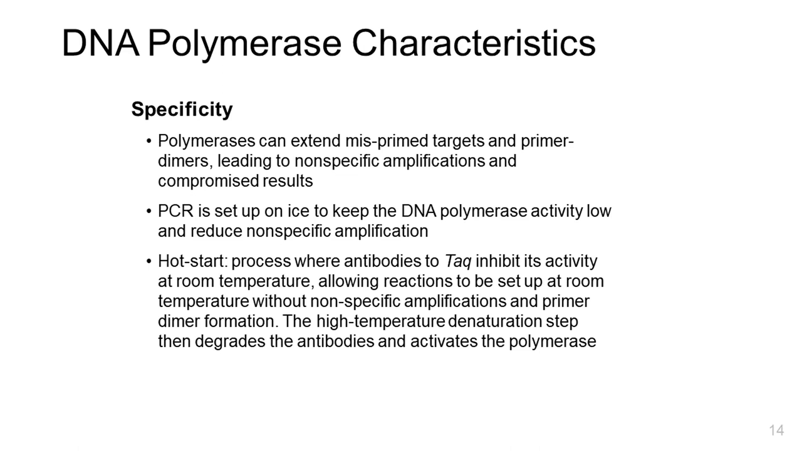Typically, PCR is set up on ice to keep the DNA polymerase activity low and to reduce nonspecific amplification of products. There's also a technique termed hot start, where antibodies to Taq are used to inhibit activity at room temperature. This allows the reactions to be set up at room temperature without nonspecific amplifications and primer dimer formation. Then, when the PCR is placed at the high temperature denaturation step, this will degrade the antibodies, which are proteins, and this leads to activation of the polymerase.